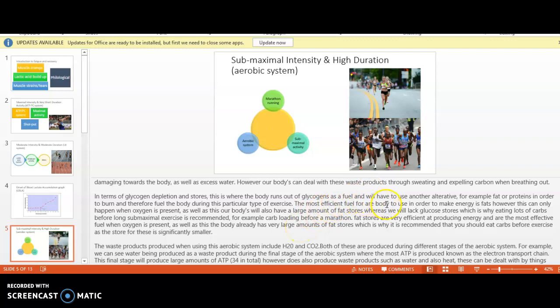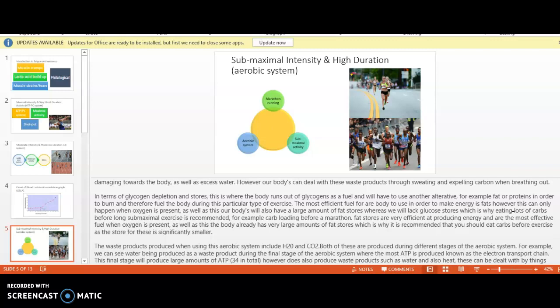The most efficient fuel for our body to use in order to make energy is fats. However, this can only happen when oxygen is present. As well as this, our bodies will also have a large amount of fat stores, whereas we lack glucose stores, which is why eating a lot of carbs before submaximal exercise is recommended. For example, carb loading before a marathon.